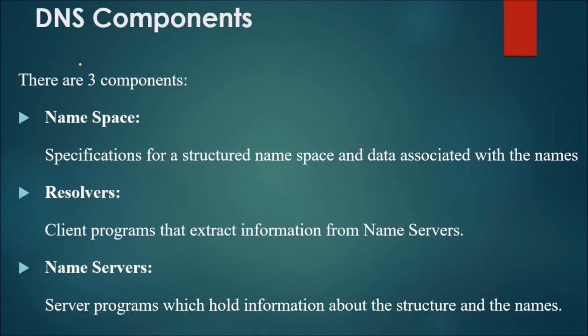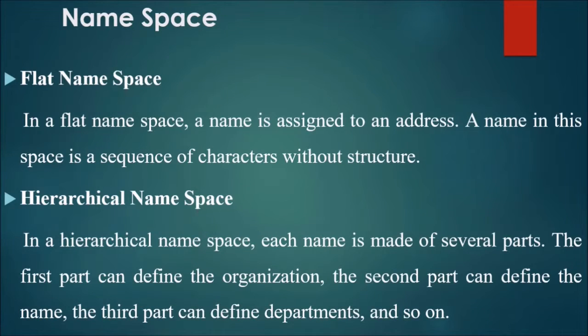DNS components include the namespace, the resolvers, and the name servers. As we discussed earlier, the namespace is the specification of a structured namespace and the data associated with the names. Resolvers are client programs that extract information from the name servers, while name servers are server programs which hold information about the structure and the names. Then we have the namespace, which can be flat or hierarchical.